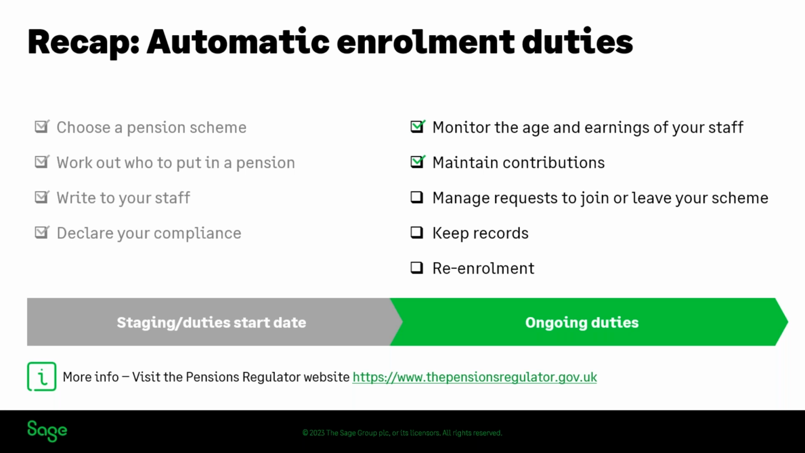You can manage requests to join or leave the scheme by recording opting in and opting out details, and records are kept. For example, for the communications that you send, the history of the auto enrolment status is in the employee records, and you can export those pension assessments should you wish to in the different formats. Also comes with built-in re-enrollment features, which we're going to cover in tomorrow's webinar. But we've got all those boxes ticked off, and it's made that a little bit simpler using the Sage Pensions module.